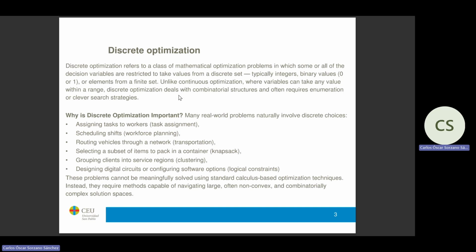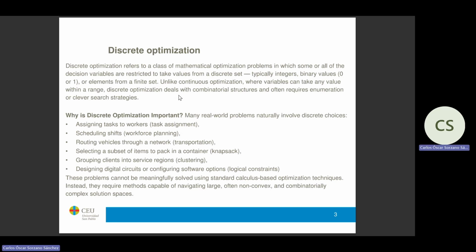So for some problems, the solution that you are looking for has to be an integer, has to be a binary value, or they have to be elements from a finite set. So these problems cannot be treated as continuous optimization, in which the variables can take any value, as we saw yesterday with linear programming. So there are specific tasks and specific algorithms for this kind of problem.